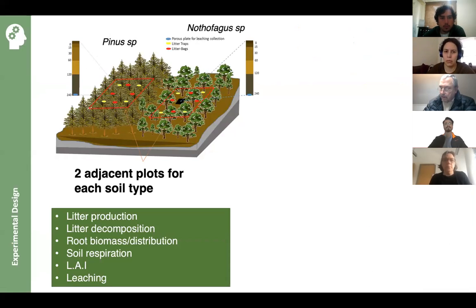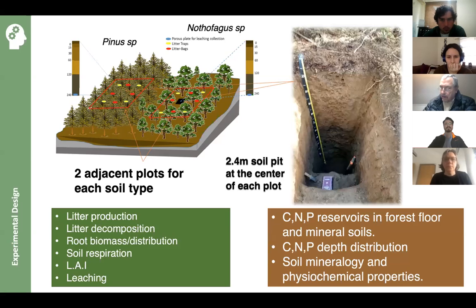These are the setups. We have 2 adjacent plots, and we evaluate some forest dynamics: litter production, litter decomposition, root biomass, soil respiration, leaf area index, and leaching. In the center of each of these plots we have our soil pits. In addition, we dug 4 augers to a depth of 2.4 meters.